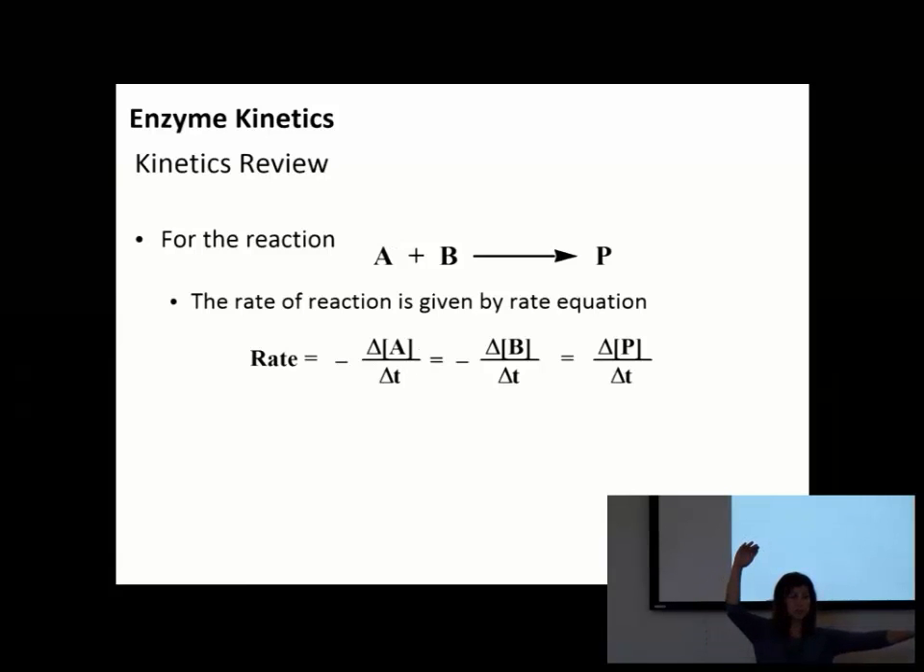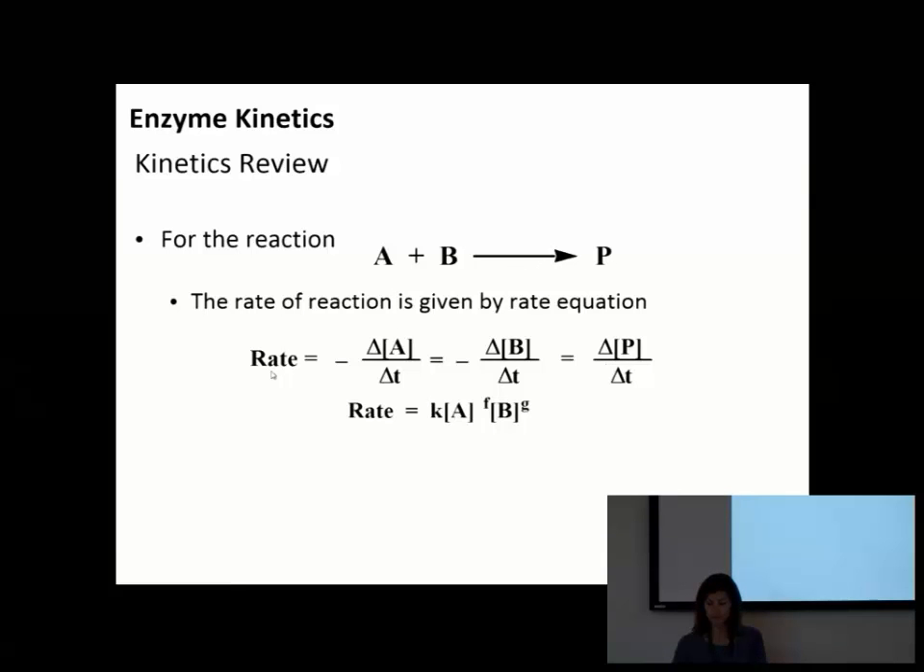So if we're expressing the rate in terms of a reactant, there's going to be a negative in front of it, because the delta means final minus initial. So we can talk about the rate of a reaction by expressing it as the change in concentration over time for any one species in a reaction. But we also have the rate law. And the rate law is going to be more indicative of what's going on with our reaction.